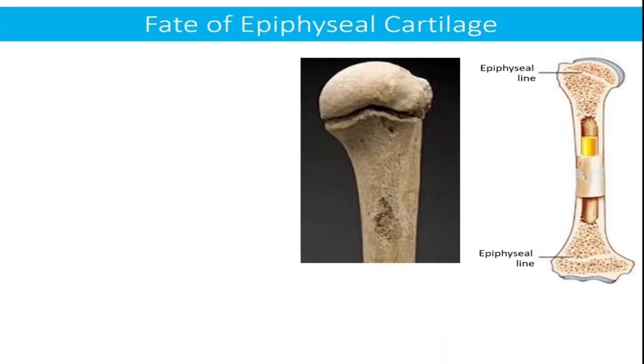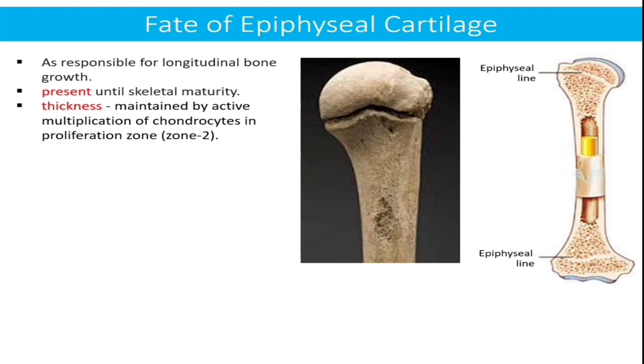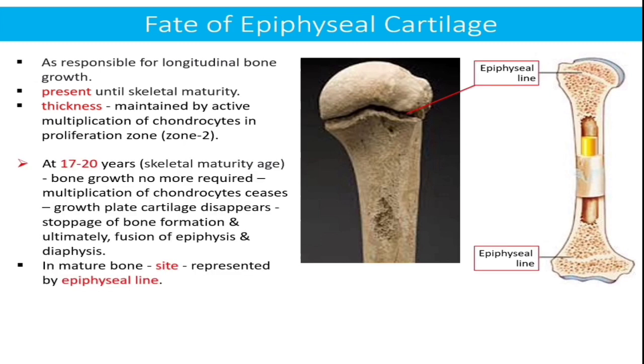Now let us have a look at the fate of epiphyseal cartilage. As epiphyseal cartilage is responsible for longitudinal bone growth, it is present until skeletal maturity. Its thickness is maintained by active multiplication of chondrocytes in proliferative zone, that is zone 2 of the epiphyseal cartilage.